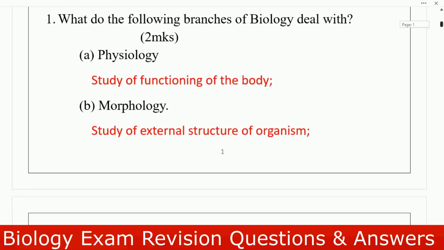Let's go to the first question. You are told, what do the following branches of biology deal with? Physiology, it deals with the study of functioning of the body. Morphology, that one deals with the study of external structure of organism.